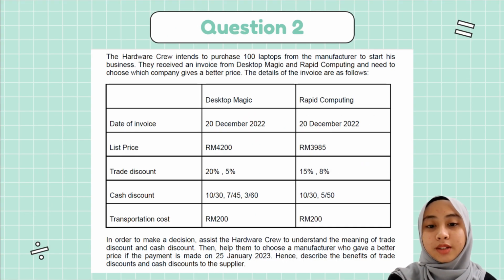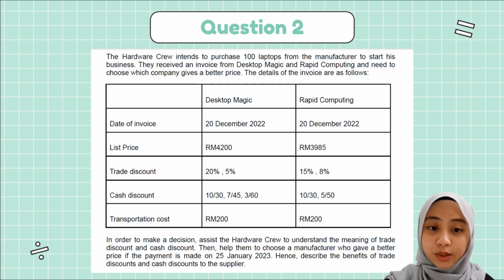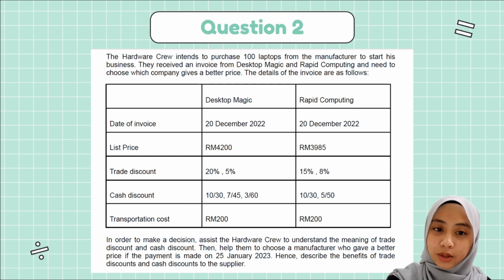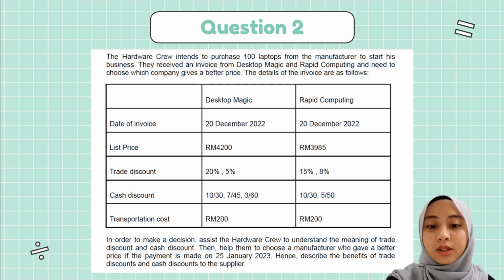Let's move on to question 2. The hardware crew intends to purchase 100 laptops from the manufacturer to start his business. They received an invoice from Desktop Magic and Rapid Computing and need to choose which company gives a better price. The details of the invoice are as follows. In order to make a decision, assist the hardware crew to understand the meaning of trade discount and cash discount. Then help them to choose a manufacturer who gives a better price if the payment is made on 25 January 2023. Hence, describe the benefits of trade discounts and cash discounts to the supplier.